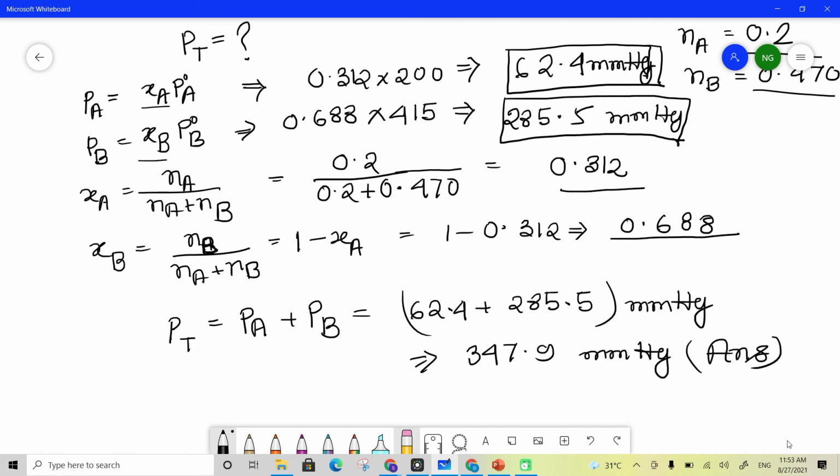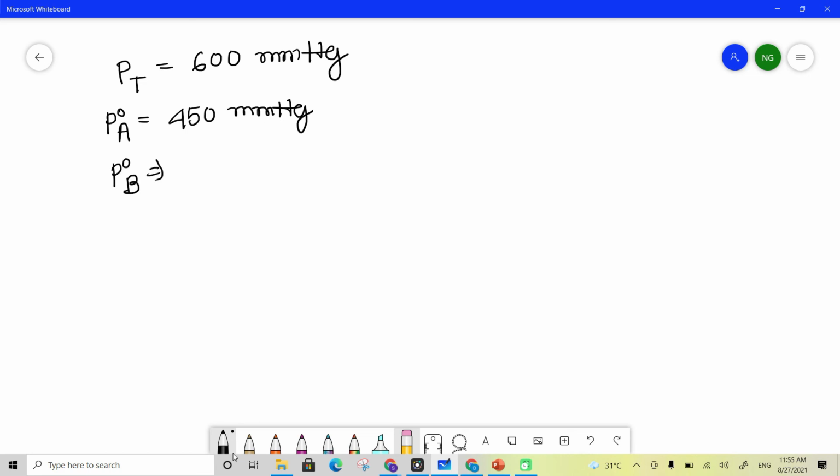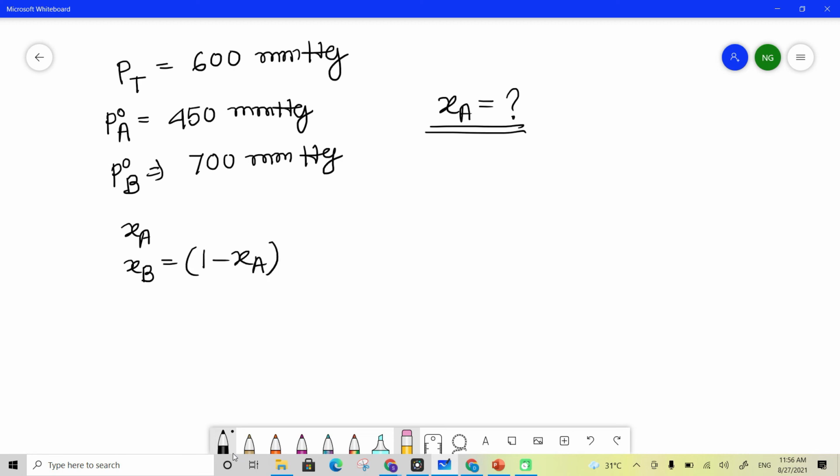So we can do another numerical. Okay. So another example that we can do. Here we have the total vapor pressure, that is 600 mmHg. Again, vapor pressure of pure liquid A is P0 A, and for pure liquid B, that is 700 mmHg. So now what we have to calculate here? We have to calculate the mole fraction of A. So how can we calculate this? Here we can take, for liquid A, mole fraction is XA, and for liquid B, mole fraction is XB, that is 1 minus XA.